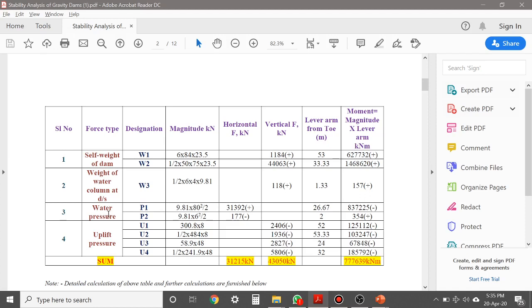Now let's discuss the third force, that is water pressure. You know that water pressure is the most predominant force against which the gravity dam is designed. Okay, now the water pressure is designated as P1 and P2. Let's see how we can calculate P1 and P2.